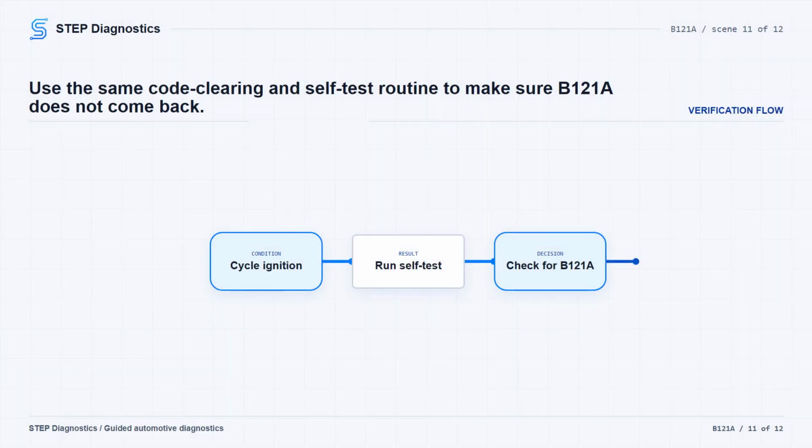After the repair path is completed, use the same confirmation routine from the start. Clear the code, cycle the ignition, run the self-diagnostic function, and check that the target mode control fault does not return. The takeaway is simple.